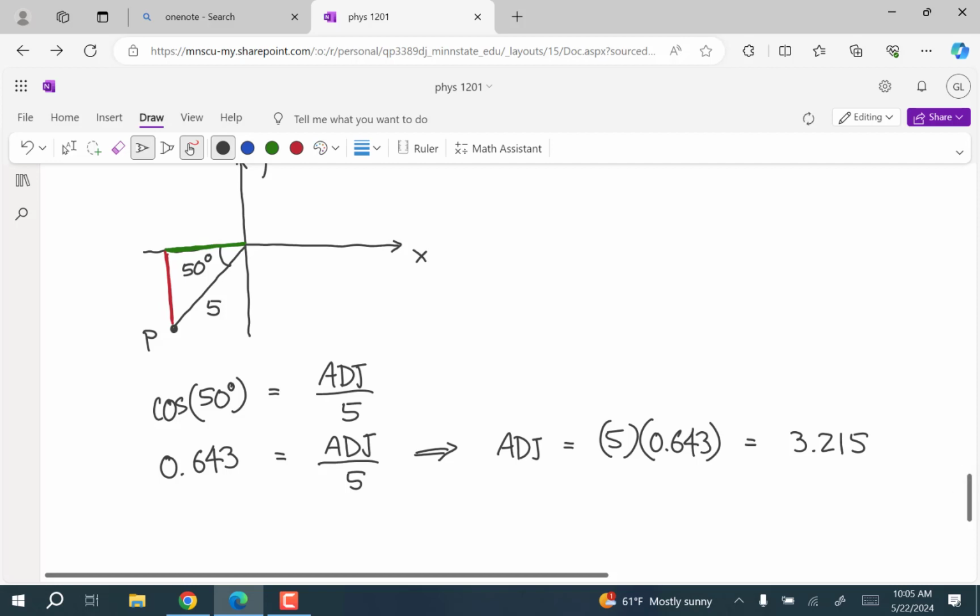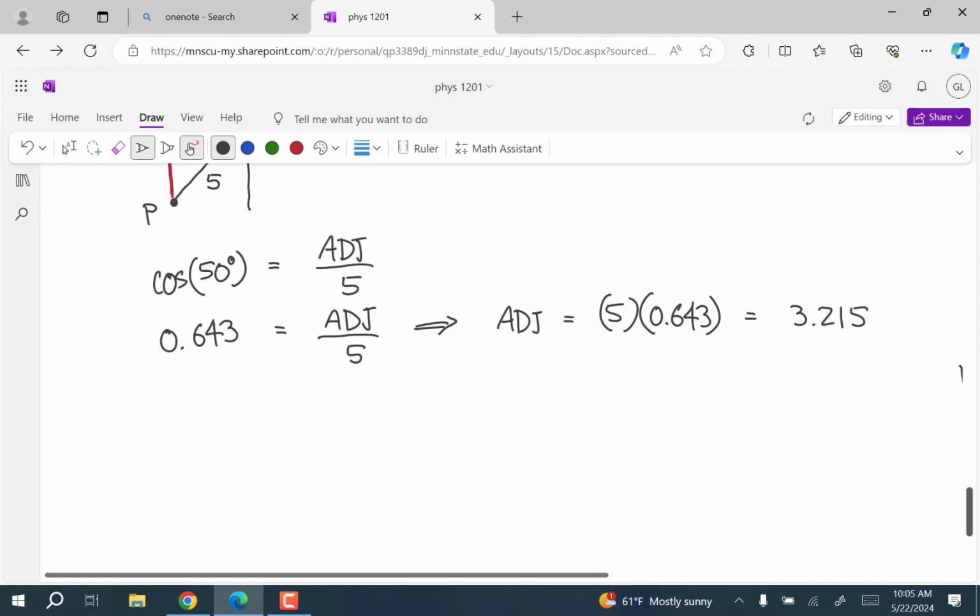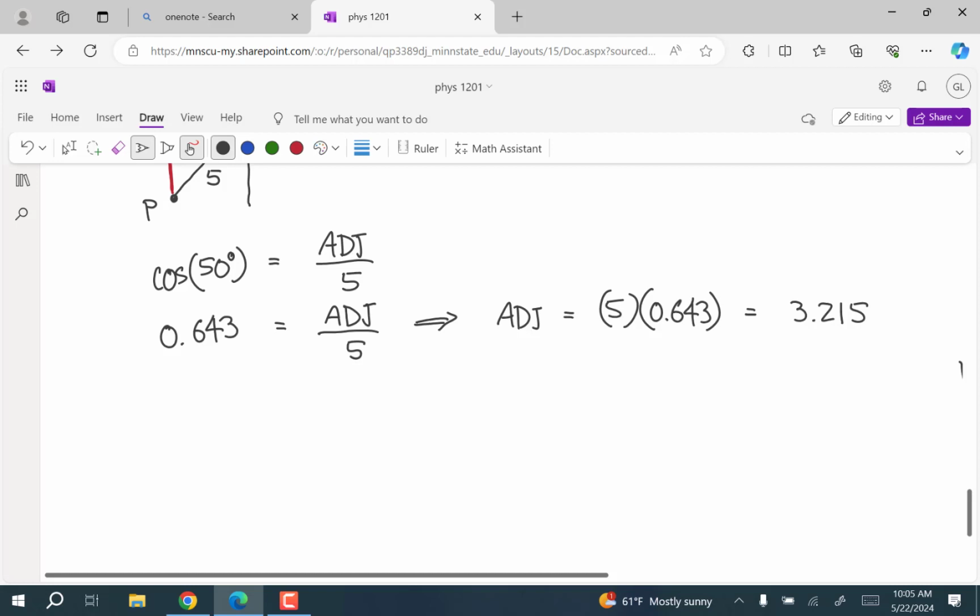In this class, I really don't care about significant figures. You don't have to worry about how many decimal places you keep in your calculations. I just want to see you doing these calculations with the right approach.